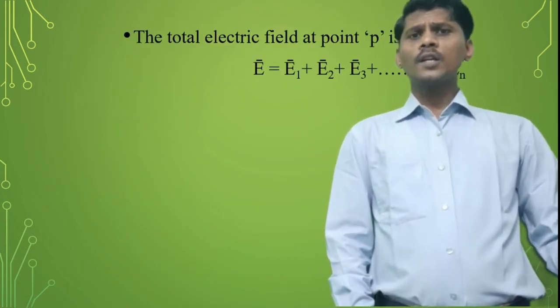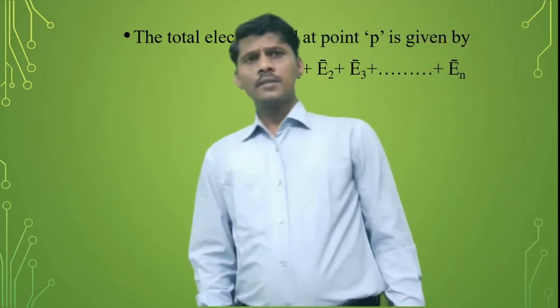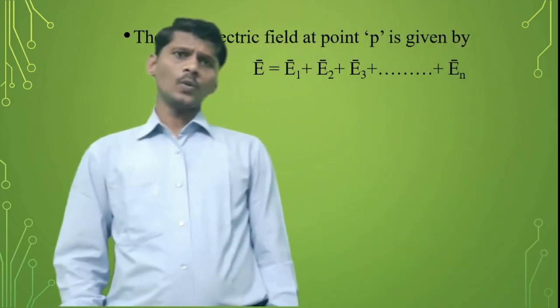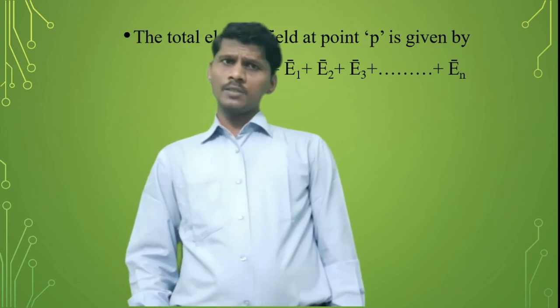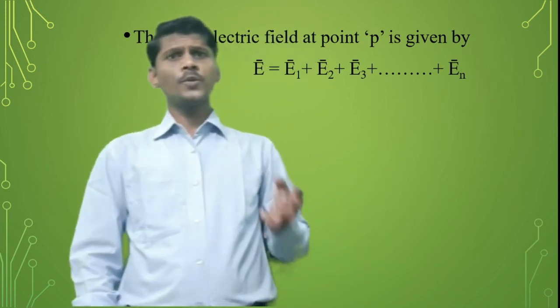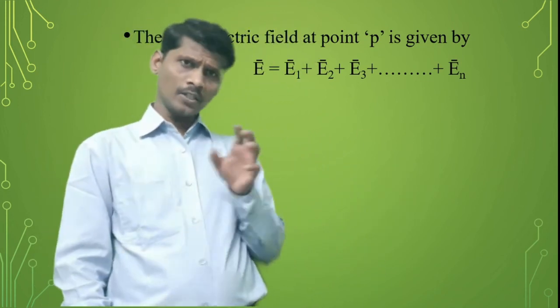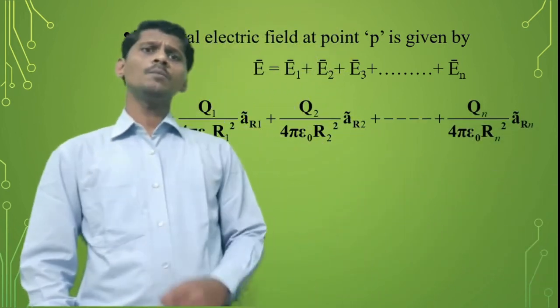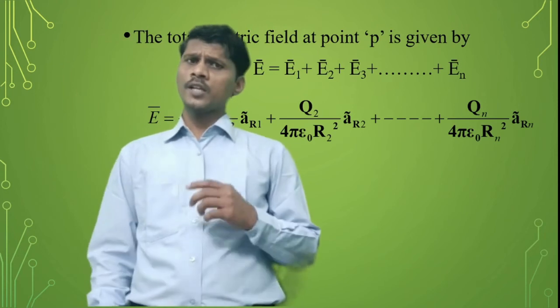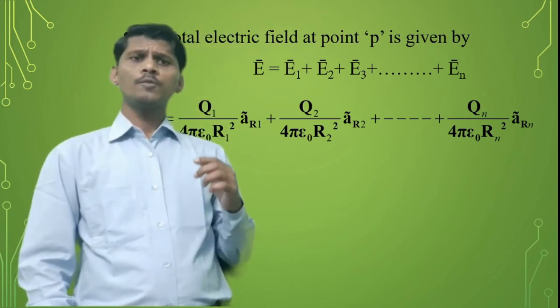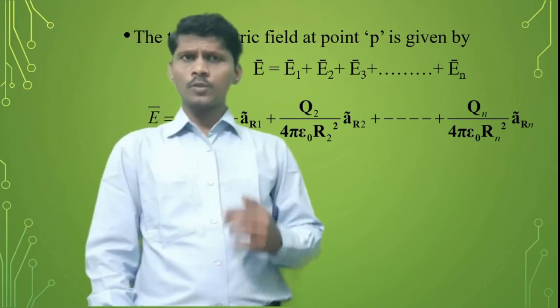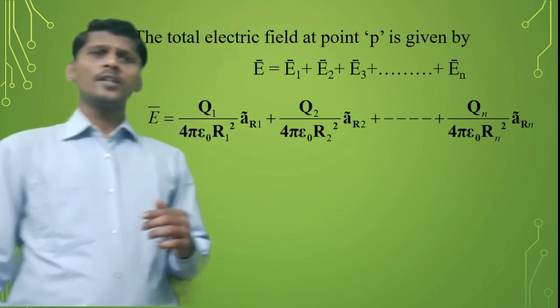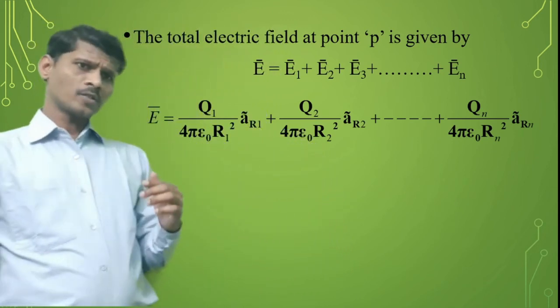Therefore, the total electric field intensity at point P is E bar is equal to E1 bar plus E2 bar plus E3 bar and so on up to En bar. Substitute the individual electric field intensities in this equation. Therefore, E bar is equal to Q1 by 4 pi epsilon naught R1 square AR1 bar plus Q2 by 4 pi epsilon naught R2 square AR2 bar plus and so on up to Qn by 4 pi epsilon naught Rn square ARn bar.